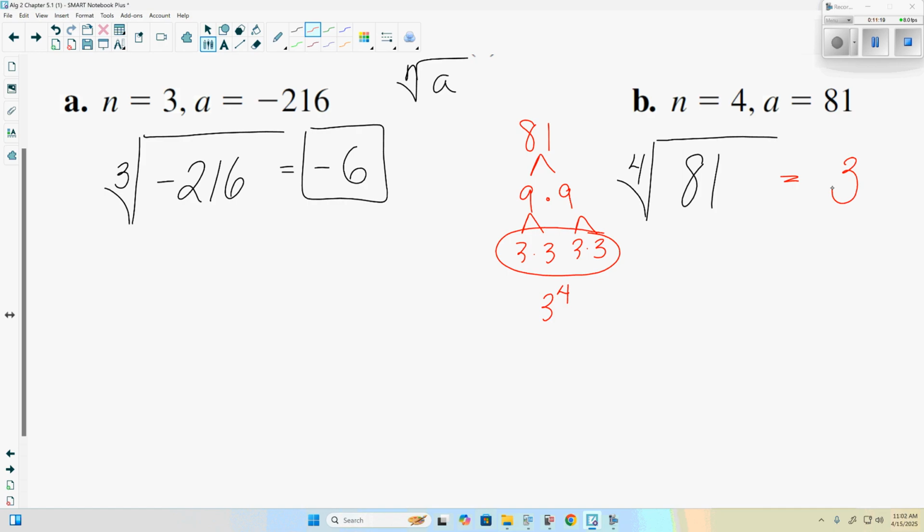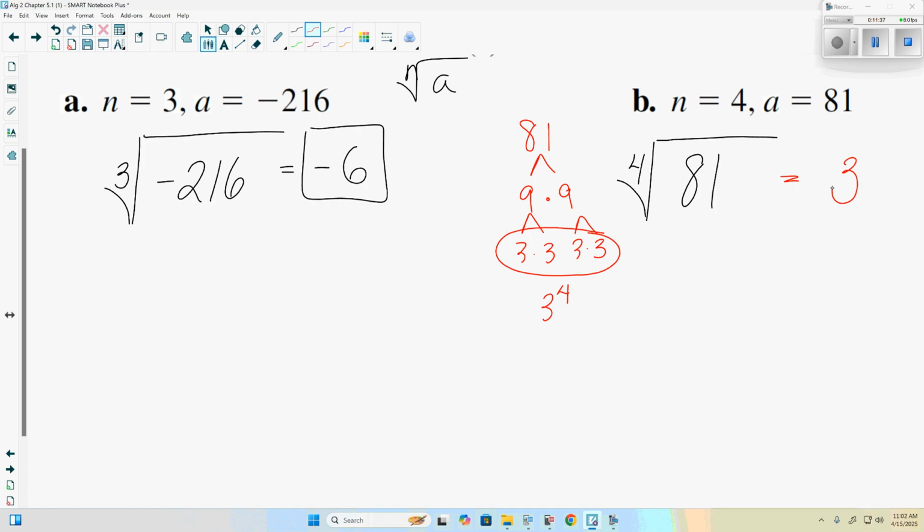Now before we say this is done, let's look, this is what we were saying a minute ago. We are taking an even root, yes? A is greater than 0. A is positive, yes? So how many real roots do we have? 2.